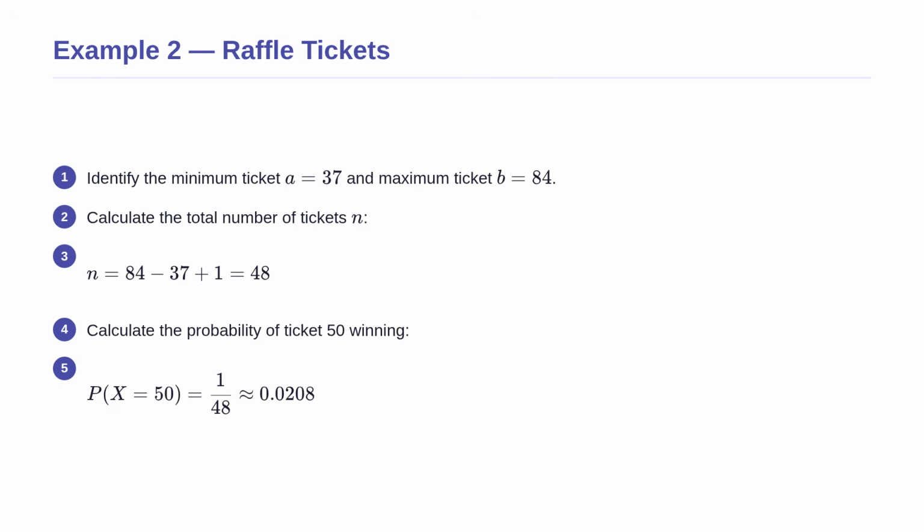Let us look at a slightly more complex example involving raffle tickets. A charity sells tickets numbered from 37 to 84, and we want to find the probability of ticket number 50 winning. We use the uniform distribution again because each ticket has an equal chance of being drawn. Our minimum value A is 37 and our maximum B is 84. To find the total number of tickets n, we subtract 37 from 84 and crucially add 1, giving us 48 total tickets. Therefore, the probability of ticket 50 winning is exactly 1 out of 48.